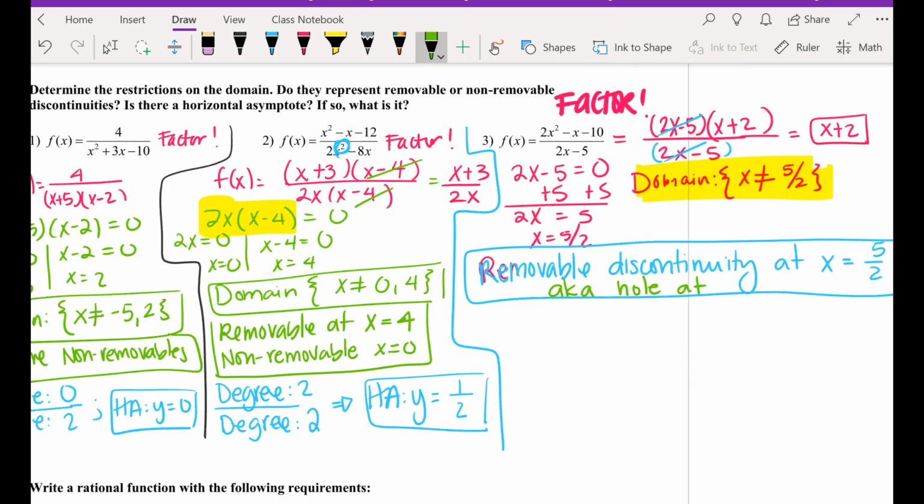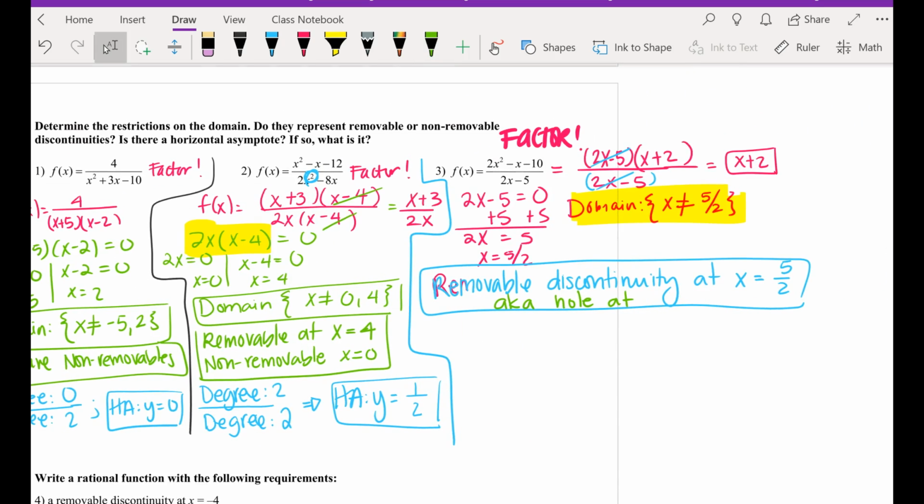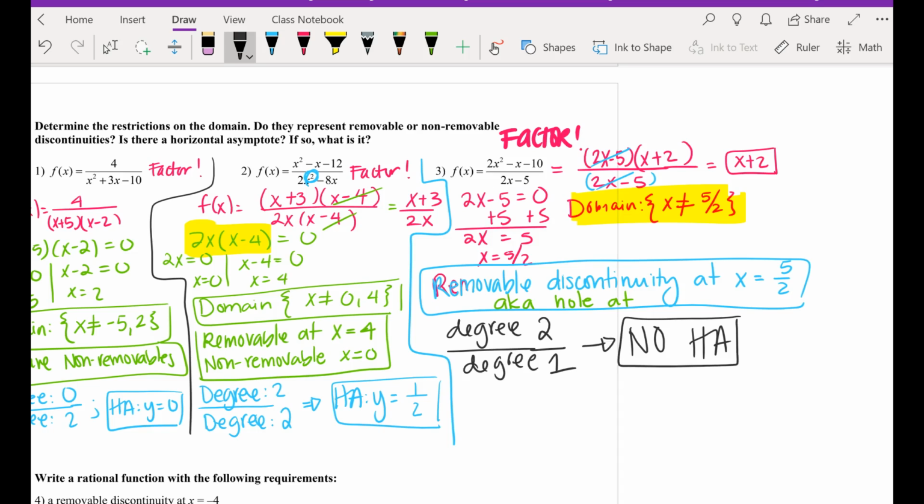Now, next, it says, is there a horizontal asymptote? How do we decide now to see if it's a horizontal asymptote or not? Okay, degree. What's the degree on the top? 2. What's the degree on the bottom? 1. What happens when the degree on the top is bigger? No HA, because the degree on top is bigger. And that's that example. Now we're going to go on to 2 more, or I think 3 more, and we'll call it a day.